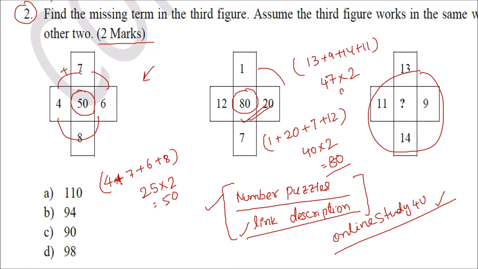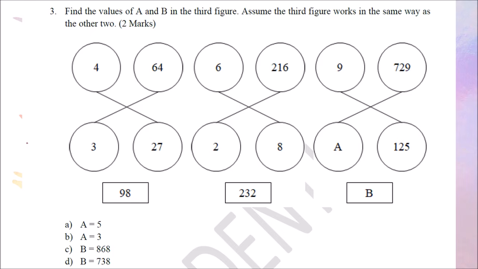Then multiply by 2, it will be 94. So you can see option B will be the correct answer for question number 2. So this is the way, friends, you are going to solve the problems easily in the examination.